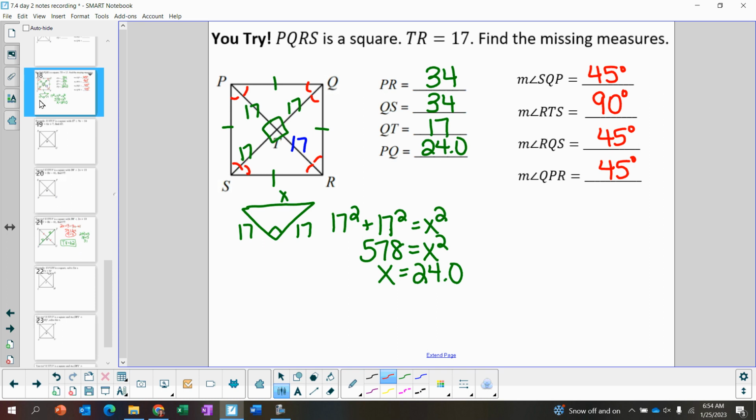All right, so TR in this case was a part of the diagonal, so that was 17. Every other part of the diagonal 17, meaning the whole diagonals were 34. We did the Pythagorean theorem using the two 17s to find a side. We got about 24.0 for the length of the side. And then, like I said before, our angles are either 45 or 90. 45 if it's one of the little guys here, 90 if they're talking about the whole thing or where the diagonals intersect.